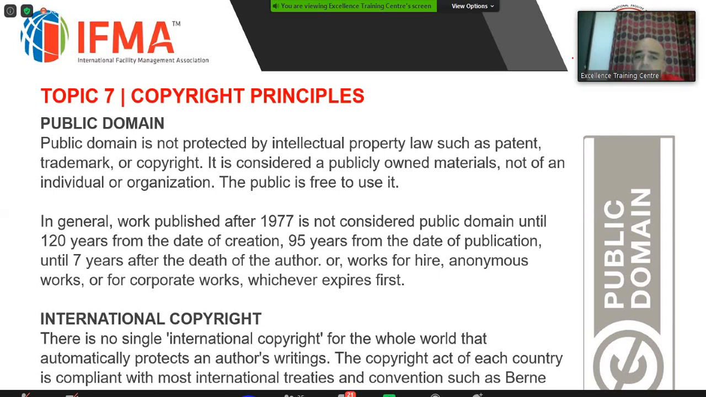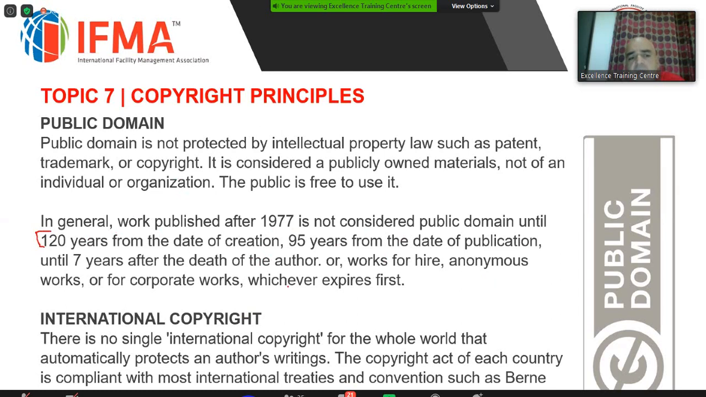And the public domain involves things which are old. For example, the works of Shakespeare are in the public domain. The works of Aristotle are in the public domain. The works of Stalin and Karl Marx are in the public domain. No one owns the copyright for those. And in general, work published after 1977 is not considered public domain until there's an expiry date, usually 120 years from the date of creation, 95 from the date of publication, and 70 years after the death of the author, or works for hire, and so on.